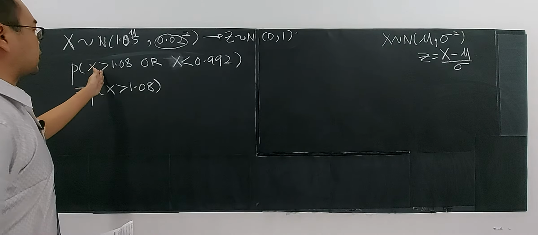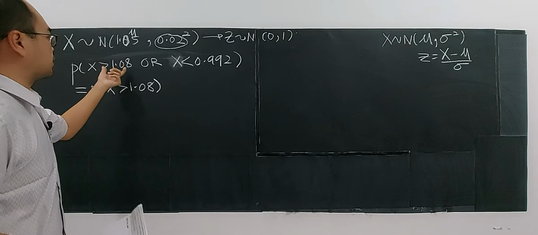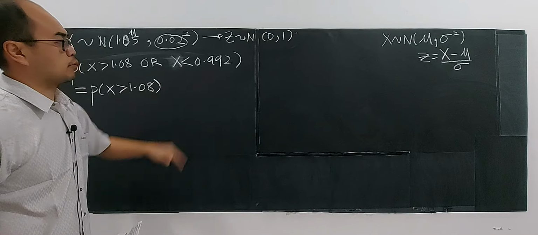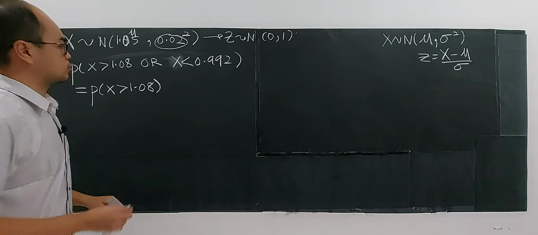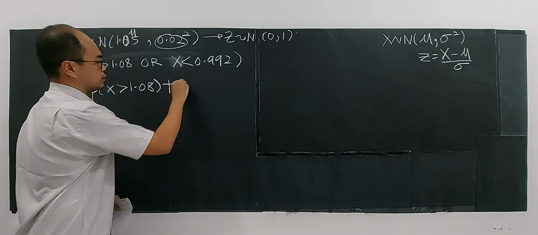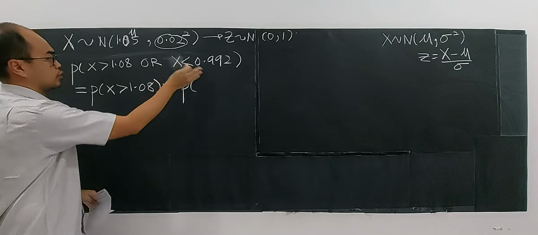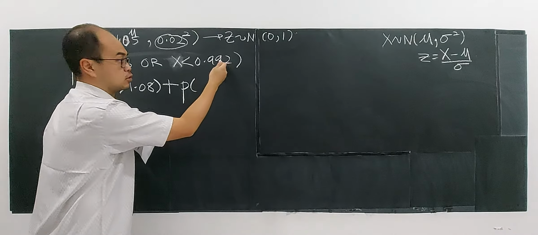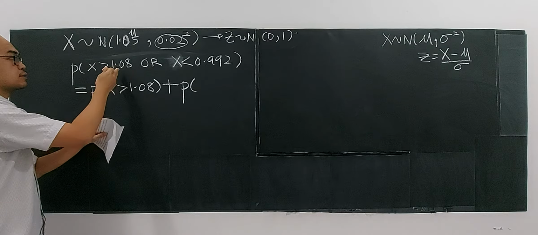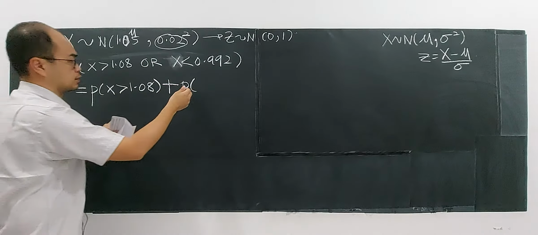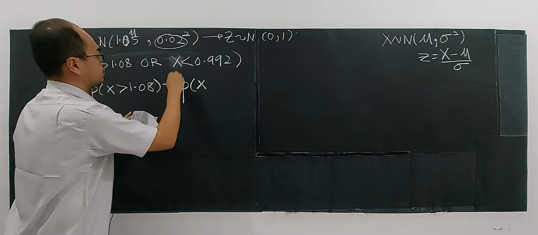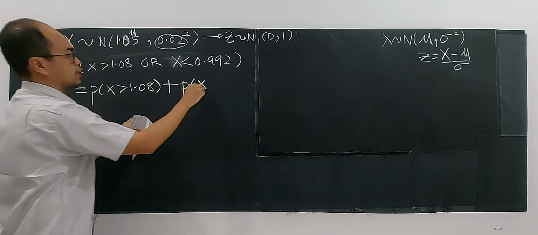These two events are mutually exclusive. The probability of the paper thickness being more than 1.08 is mutually exclusive from the probability of X less than 0.992, so you can just add them. They will not overlap, because one is the thickness less than 0.992 millimeter and the other is a thickness more than 1.08 millimeter. It's totally different cases, so that's why we can just add up.